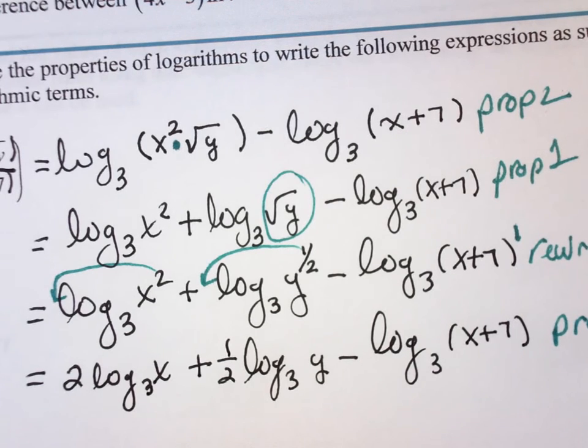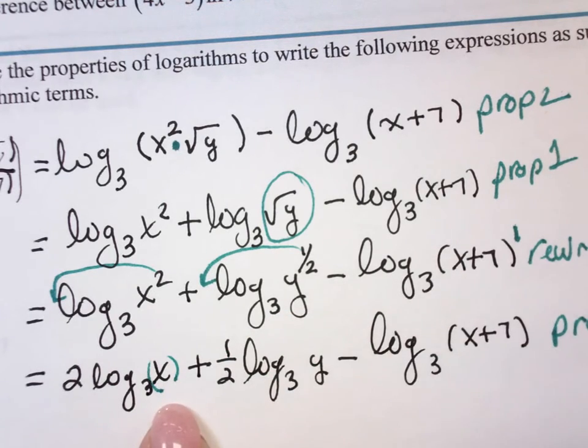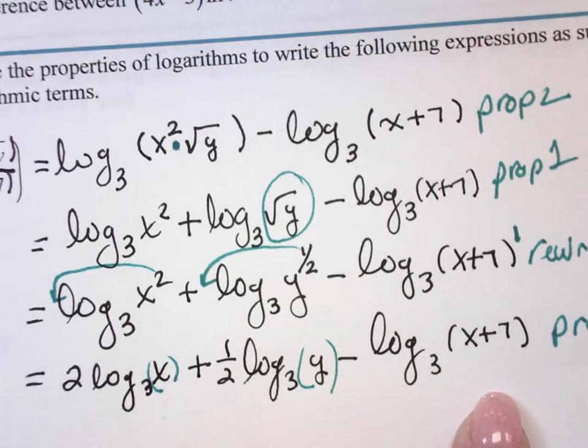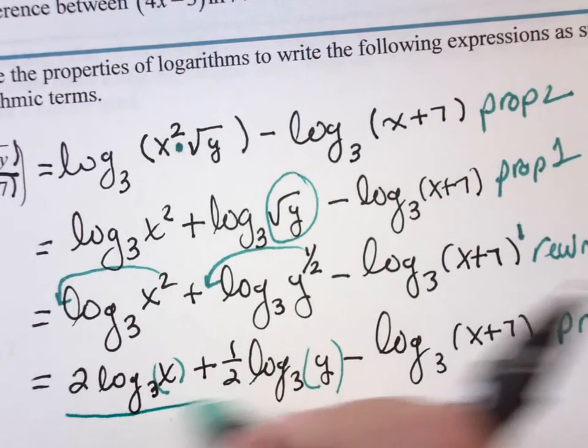And I can't do anything more with it. The argument of the first log is just x, so can't do anything with the x. Of the second log is just y, can't do anything with the y. The third one is x plus 7, but that's a plus, not a times, so you can't do anything with that either. So believe it or not, that's your final answer.